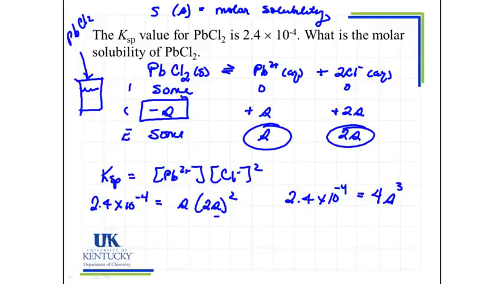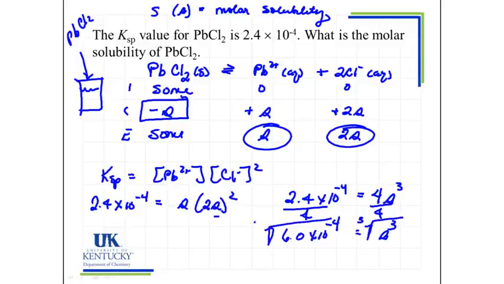So now we can divide by 4 on both sides and give me an S cubed equal to 6.0 times 10 to the minus 4. Then we can take the cube root of both sides, and that will give me S equal to 3.9 times 10 to the minus 2. Now it has a unit. It's how much dissolved in moles per liter, so it's in molarity, and that is the value for the molar solubility of lead chloride.